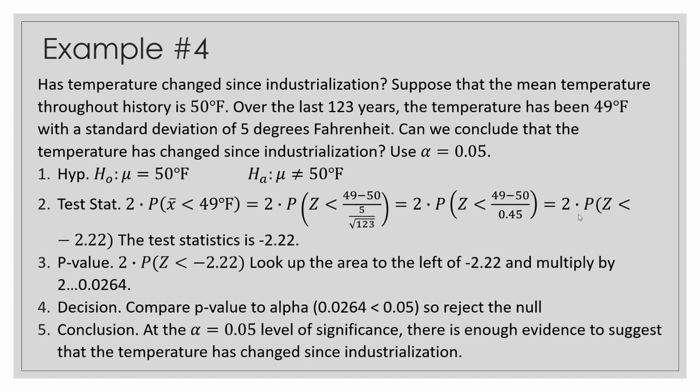So the conclusion is at the alpha is 0.05 level of significance, there is enough evidence to suggest that the temperature has changed since industrialization.